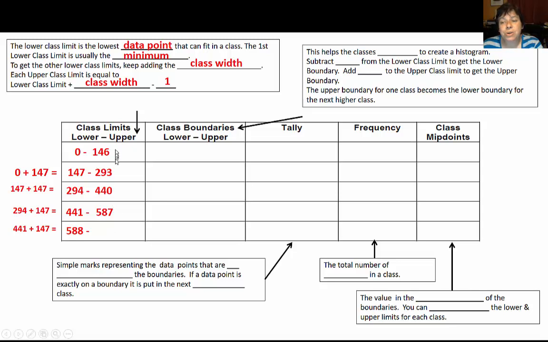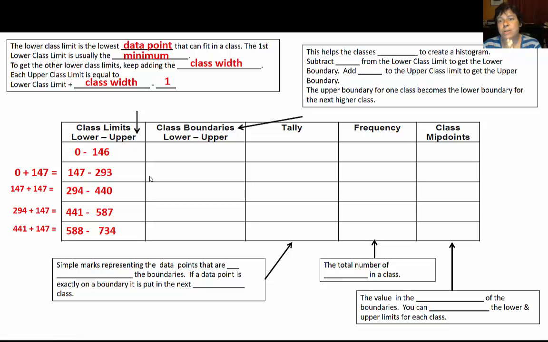Well, the other thing you could notice is that these are actually 147 apart. So if I add 147 to 587, that's 734, which makes sense. Remember, we wanted our groups to be just big enough to include that 730. Now, I do want my bars to touch on a histogram.